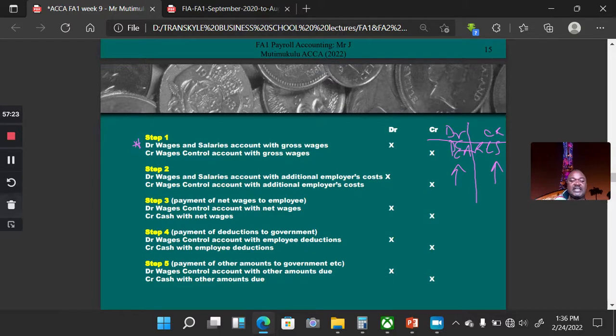By crediting cash, do not be confused here. Cash is an asset, but when we are crediting it, it means that we are reducing cash. Cash is getting out of the business. That is why we are crediting cash as we are making payments.